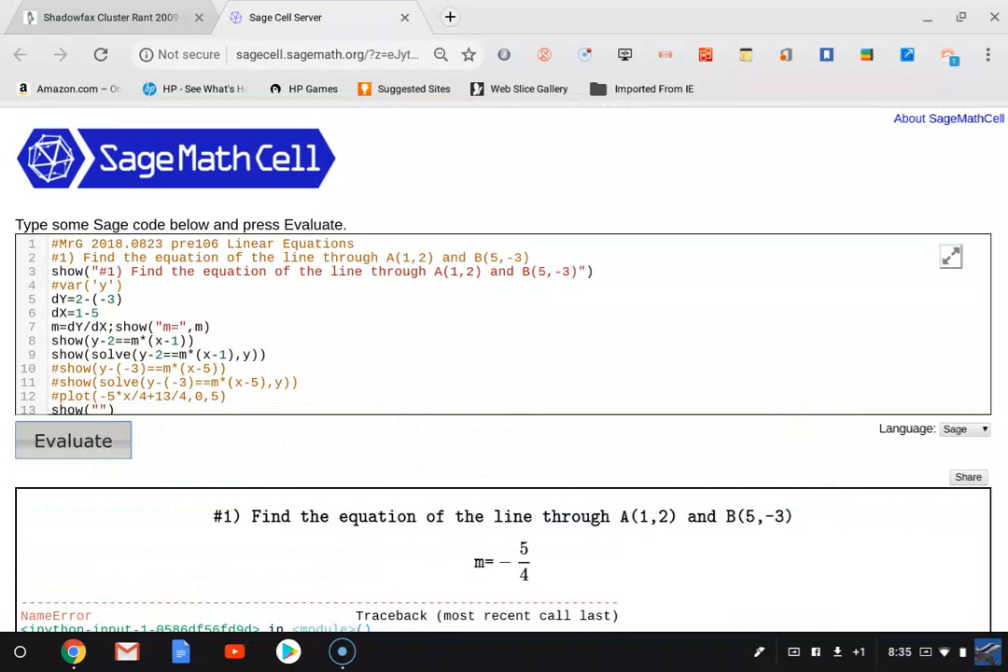Whoopsie, what did I do? I did something wrong. Oh, var y. I have to var y if I'm going to use y as a variable algebraically, in other words, in the solve command to solve for y. So there you go.